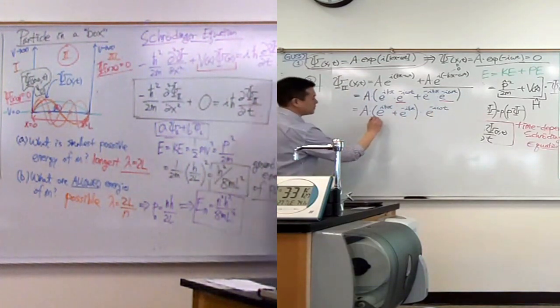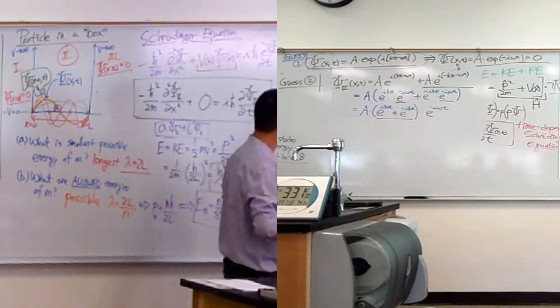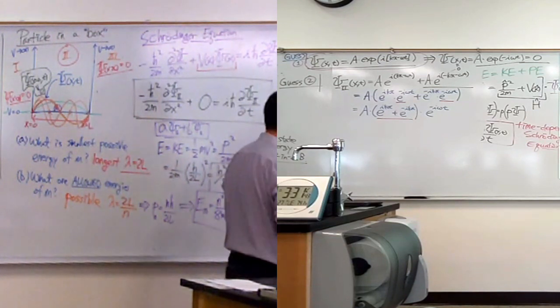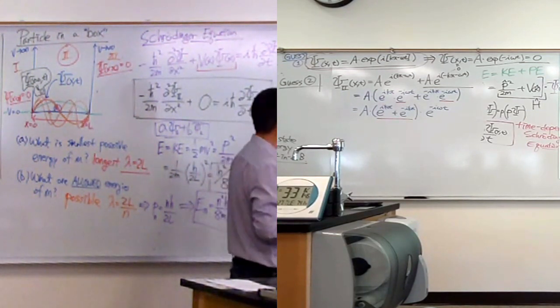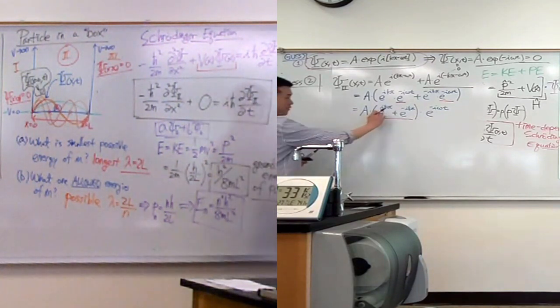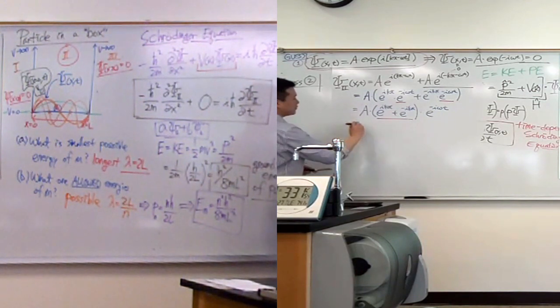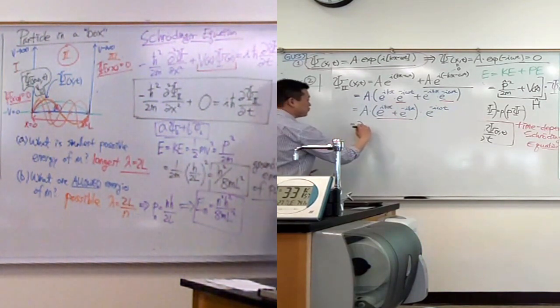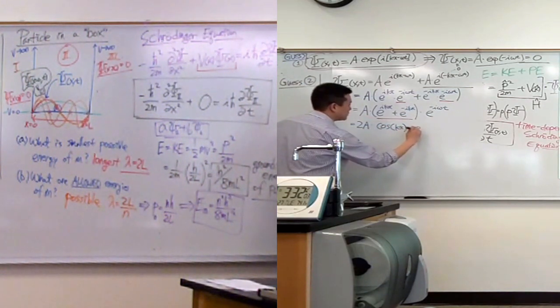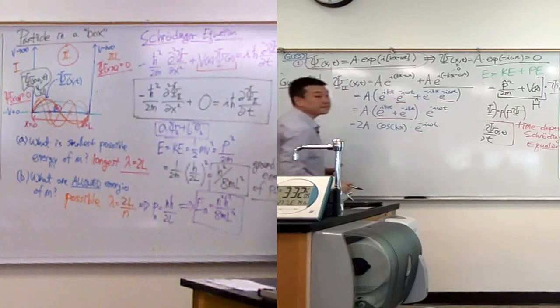Does this look familiar to anyone? Oh, I messed up. Did I mess up? I kind of messed up, which I'll need to fix later. I will go back and fix it. So what does this look like? It looks like a cosine of kx, all right. It's actually 2 cosine of kx. So it's 2A times cosine of kx times e to the minus i omega t.